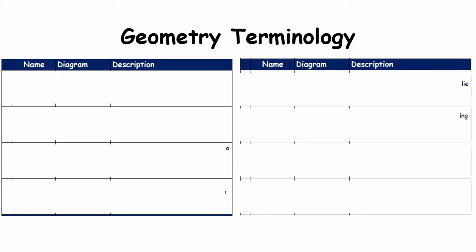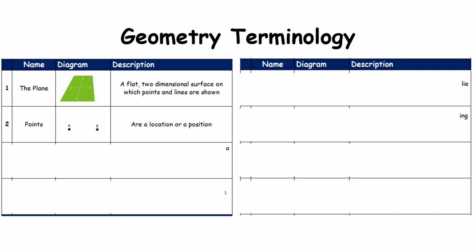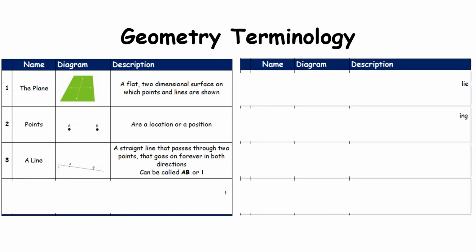So now let's look at some terminology. A plane is a flat 2-dimensional surface on which points and lines are drawn. Usually that's going to be your copy, the exam paper, or a whiteboard. Points are a location or a position. Generally in geometry we're given the points, and as we move towards coordinate geometry, those points will be given to us in the form of coordinates so we can identify where the point should lie.